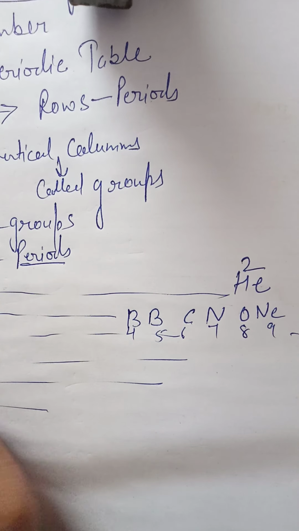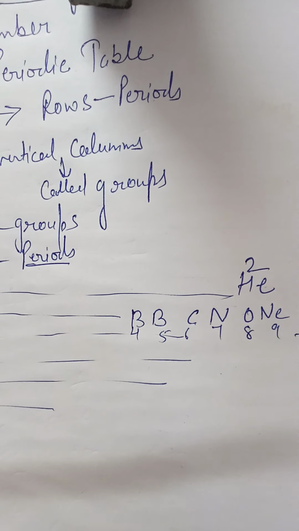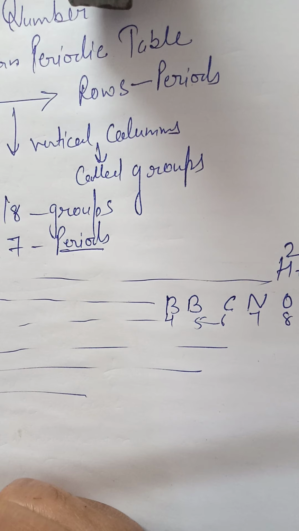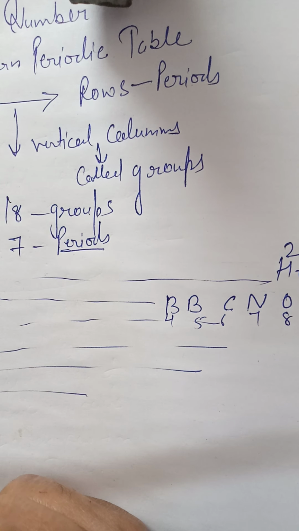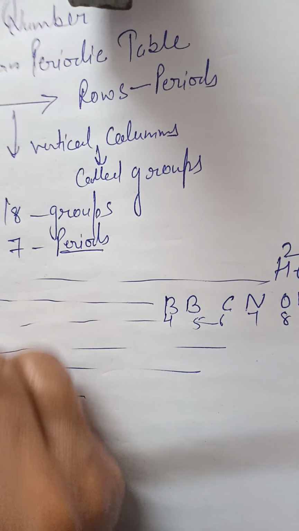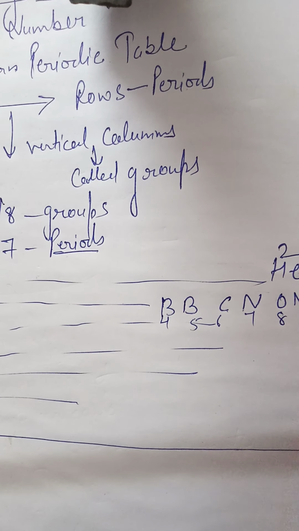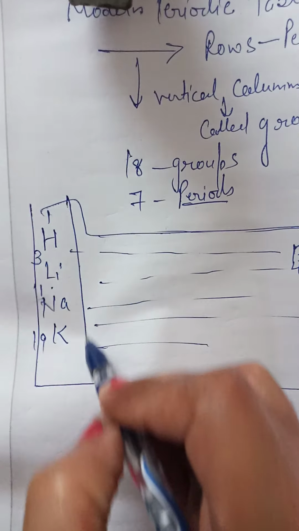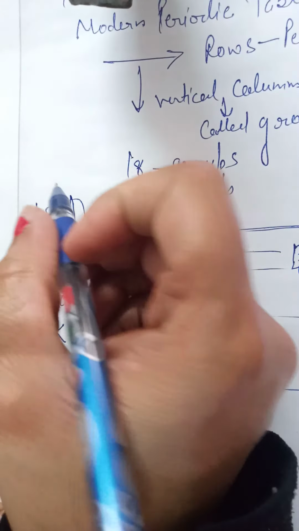Actually the periodic table is classified into different blocks: P block elements, S block elements, D block elements, and F block elements. Okay, so it is divided into different parts. You can see in your textbook, it is given over there. Okay, now we will look at the first group and observe what is happening here.